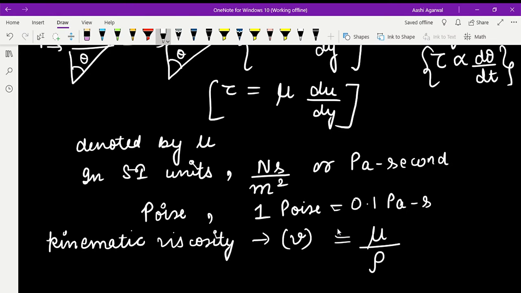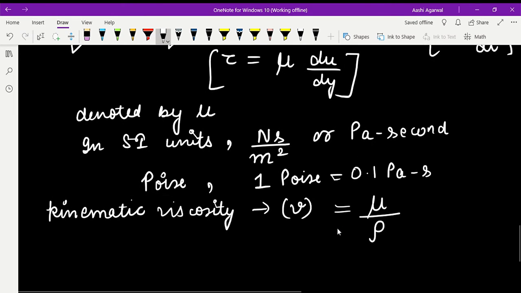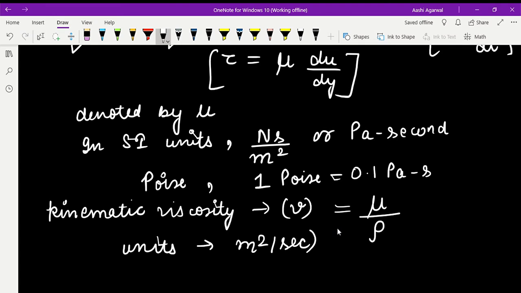So here if you observe, in dynamic viscosity mass is included, whereas kinematic viscosity is independent of the mass. So if we look at the units of kinematic viscosity, it was Newton second per meter square, and this is in kilogram per meter cube. When you solve, the units will be meter square per second. These are the SI units of kinematic viscosity.